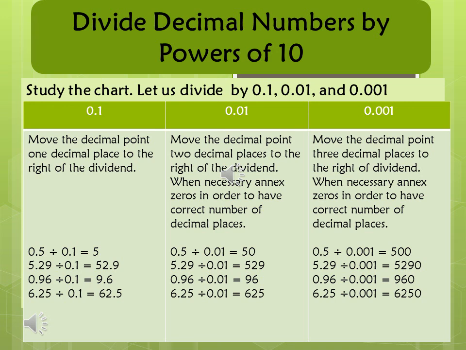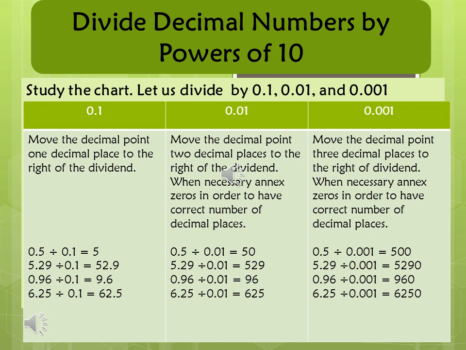Dividing by 1000s. Move the decimal point 3 decimal places to the right of the dividend. So, tatlong beses nyo namang i-move ang decimal point sa kanan, papuntang kanan. So, when necessary, annex zeros. So, yung example natin, 5/10 divided by 1000s, i-move nyo ng 3 decimal places ng decimal point. So, 1, 2, 3. So, answer is 500.